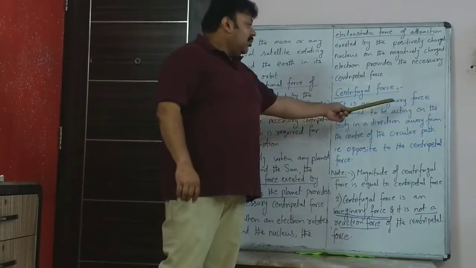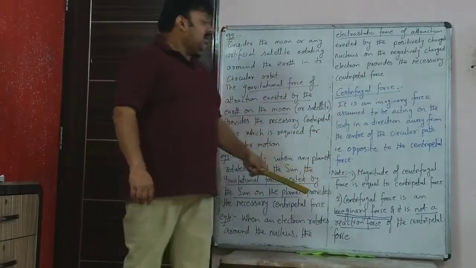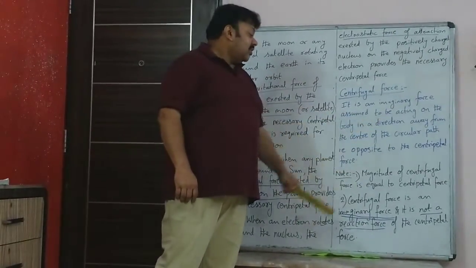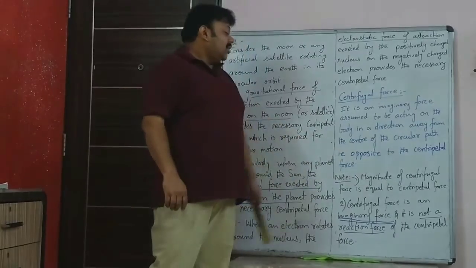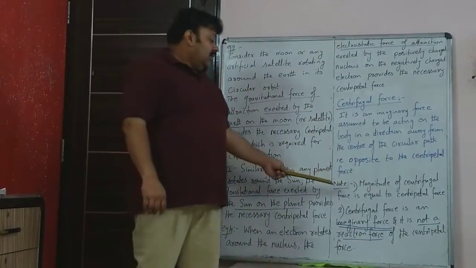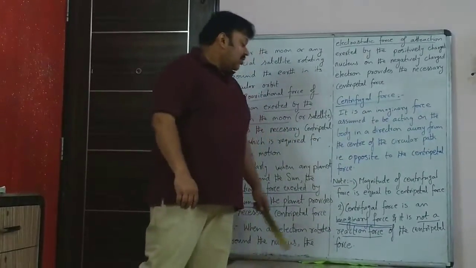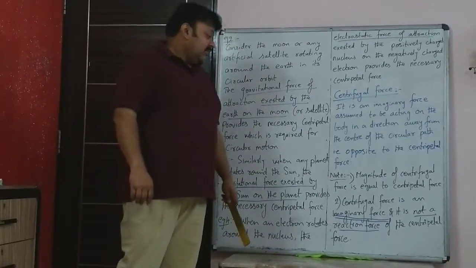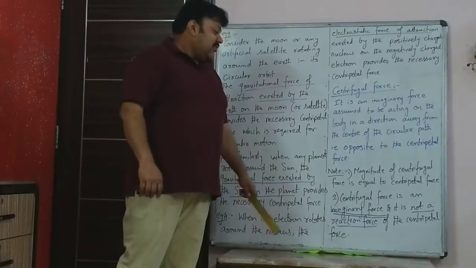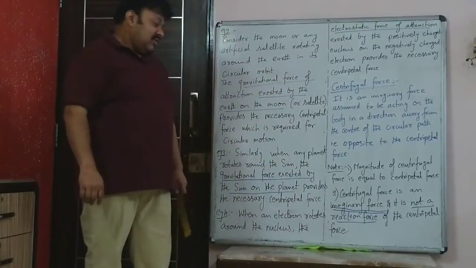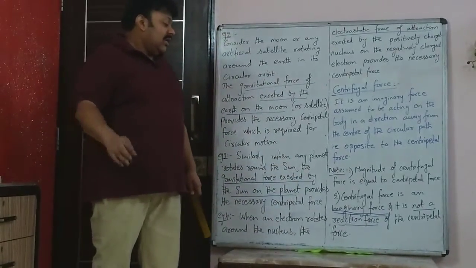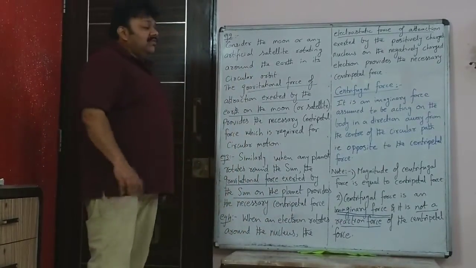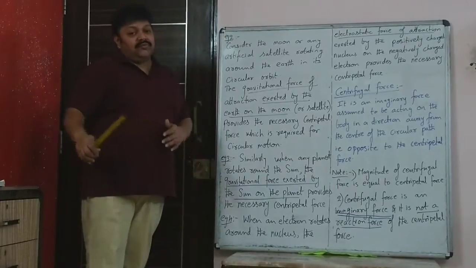So it is an imaginary force assumed to be acting on the body in a direction away from the center of the circular path that is opposite to the centripetal force. Note, first point, magnitude of centrifugal force is equal to centripetal force. Second point, centrifugal force is an imaginary force and it is not a reaction force to the centripetal force. So with this we complete the theory of force.